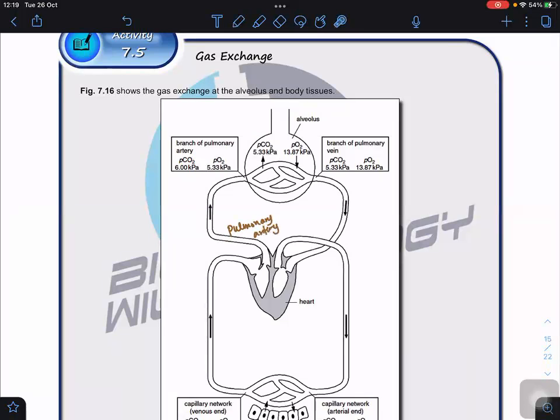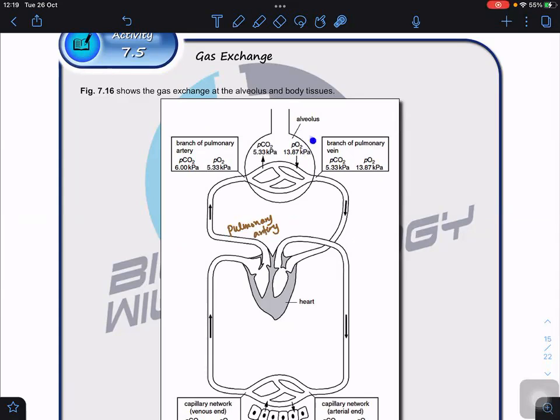From the pulmonary artery, the blood now enters the lung. When it enters the capillary, you can see the partial pressure of CO2 in the pulmonary artery blood is high, 6.00 kilopascal. The partial pressure of CO2 in the alveolus is 5.33 kilopascal. So there is a gradient, and therefore CO2 diffuses out of the capillary into the alveolus.